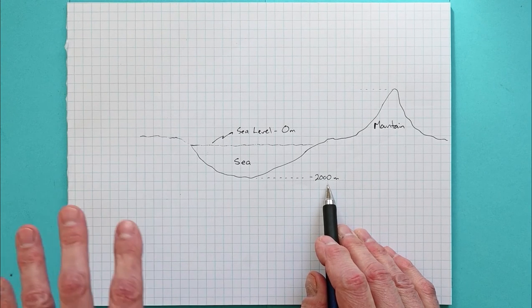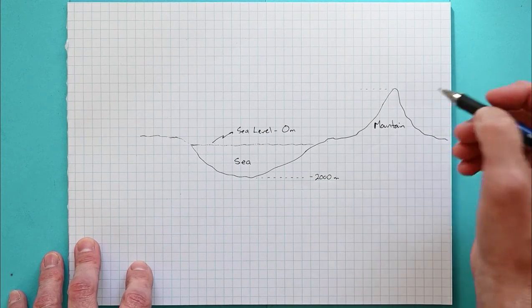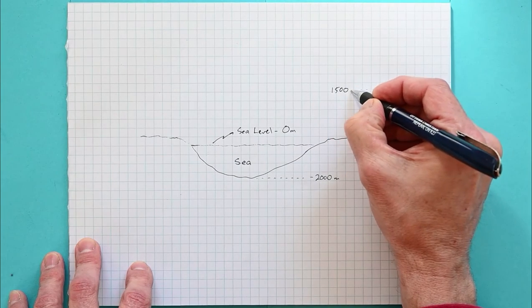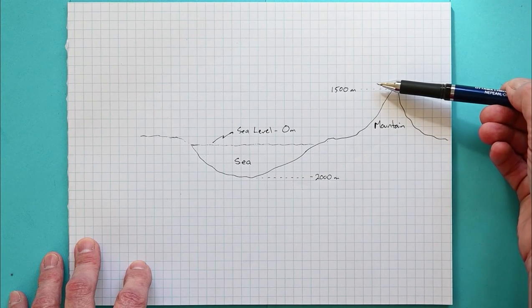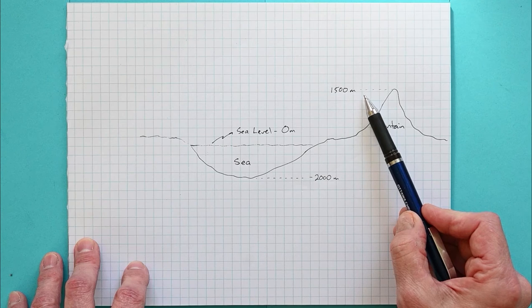In layman's terms, we would just say it's 2,000 meters below sea level. And in this case, if this mountain happened to be, let's say, 1,500 meters high, then we would say it's 1,500 meters above sea level. Or as an integer, we could say it's at positive 1,500 meters.